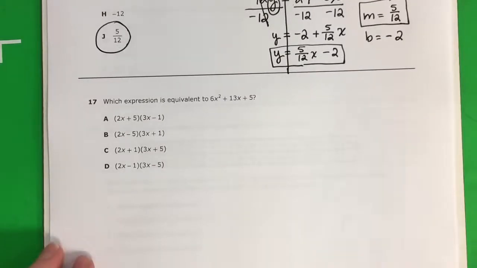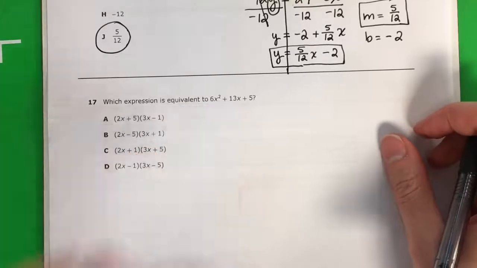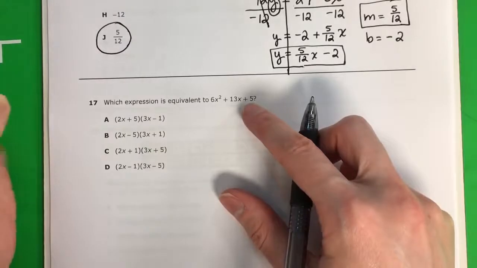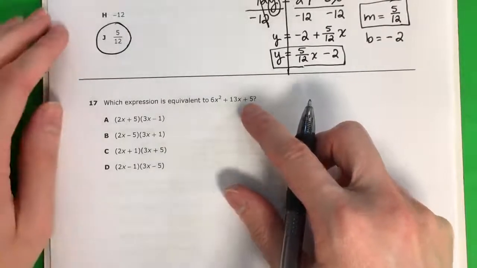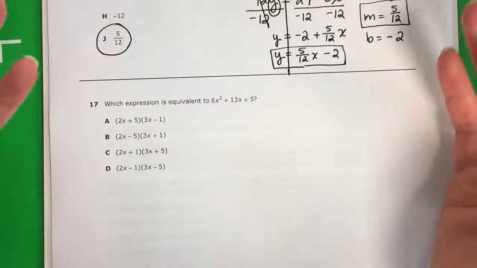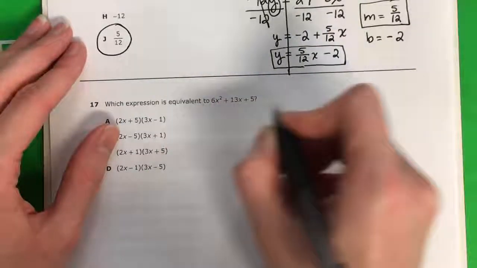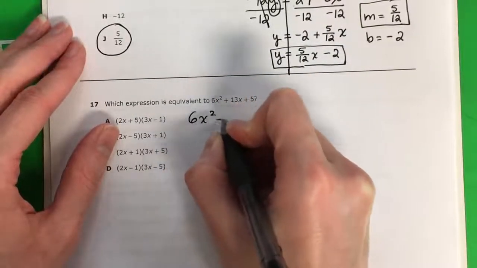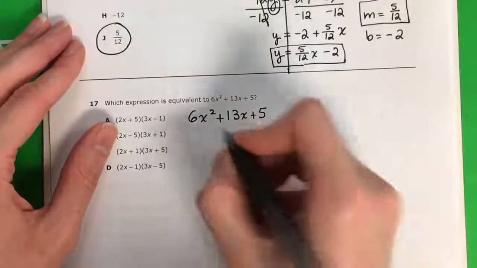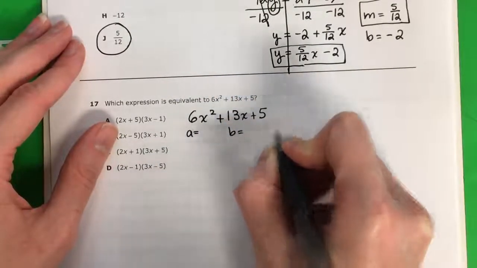Number 17. Which expression is equivalent to 6x squared plus 13x plus 5? Okay, I'm going to show you two methods to solve this. The first method is factoring. I'm going to show you the easiest way to factor. I like to call it the 7 steps. So I have 6x squared plus 13x plus 5, and I need to find my A, B, and C first. So A, B, C.